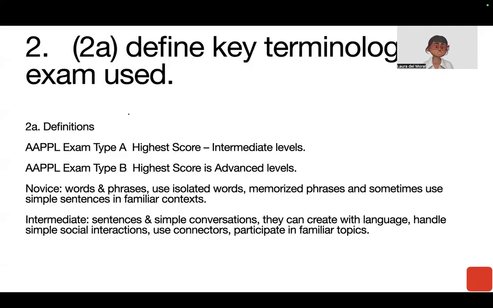Some terminology to define. Type A, I talked about, goes all the way to I4, intermediate level. So the highest score they could get is I4. That's the type of test we took. And type B is a higher level test. If a student shows advanced levels, that is the appropriate test. Now, because I use type A, I'm only defining novice and intermediate. There's also advanced, superior, and distinguished.